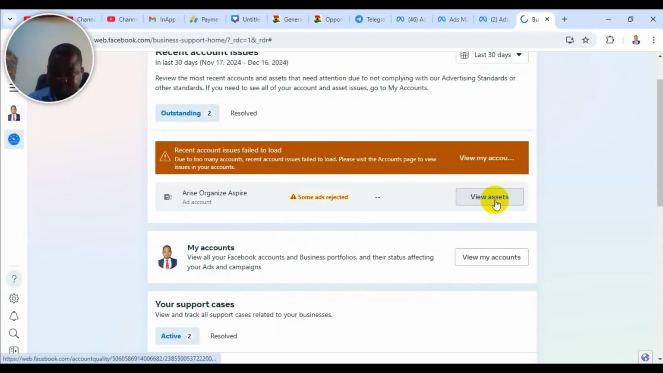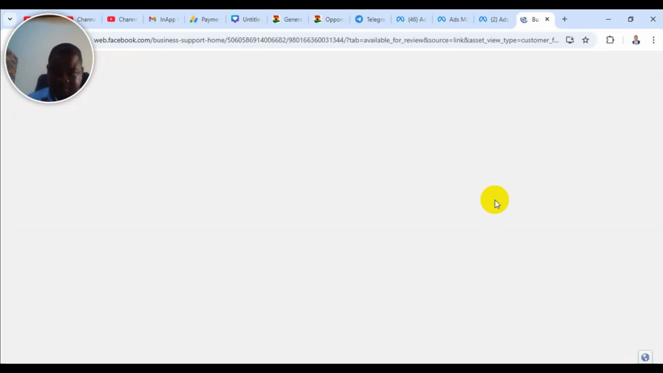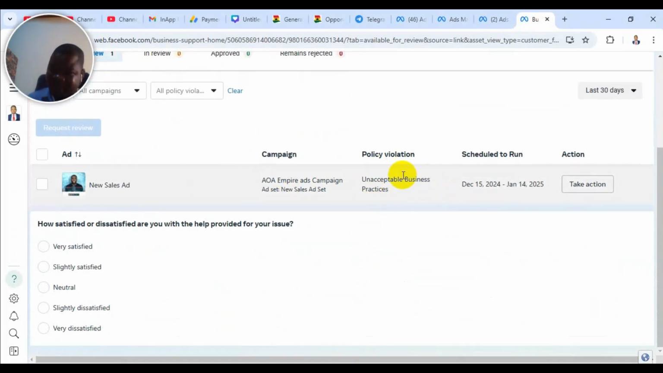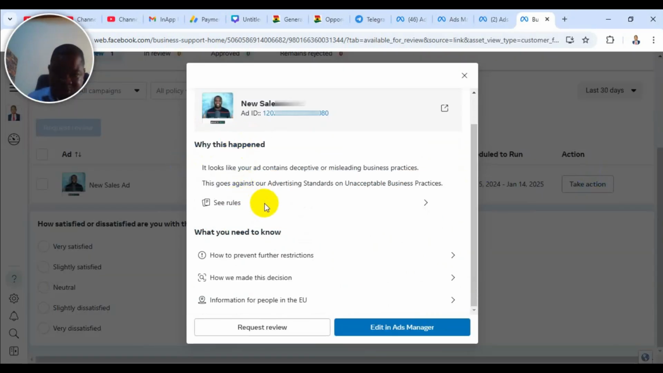When you come to the assets that are restricted, you see here that they say unacceptable business practices is the policy that has been violated. Now, when you click here, it tries to explain what happened. It looks like your ad contains deceptive, misleading business practices. It says see the rule, and then it says you can request another review or edit it in Ad Manager. When you request a second review, they are supposed to manually let a human being review it.